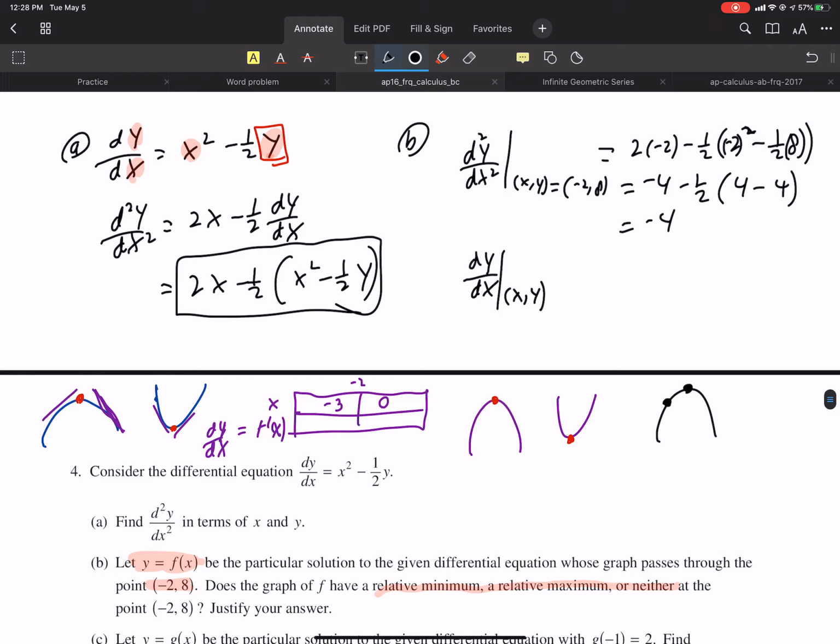You can't think. What's dy/dx? Here we go. Negative 2 squared minus 1/2 times 8. That's 4 minus 4, which is 0. Whew! Okay, we've done it.